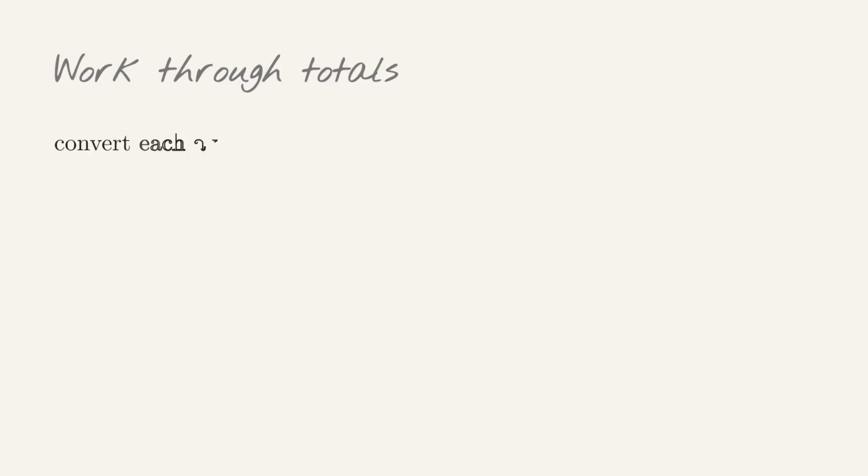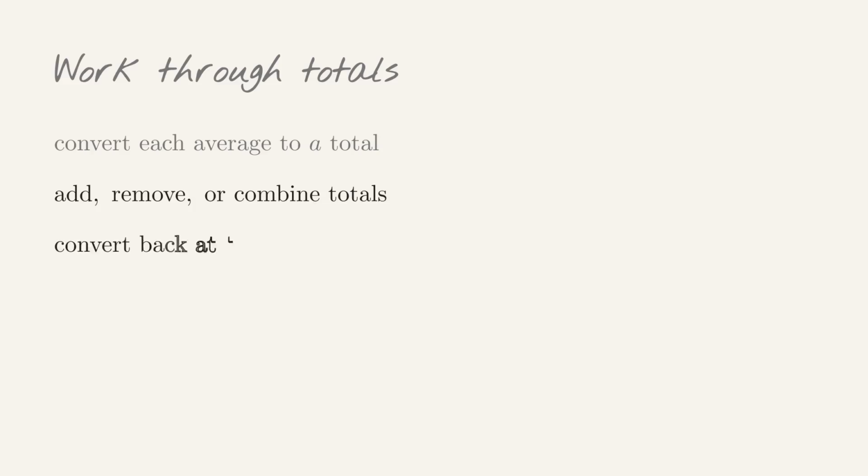The reliable method for tricky problems is to turn every average into a total. Do all the adding and removing with totals, then divide back at the very end. Totals combine cleanly, averages do not. Resisting the urge to average the averages is what keeps you out of trouble.